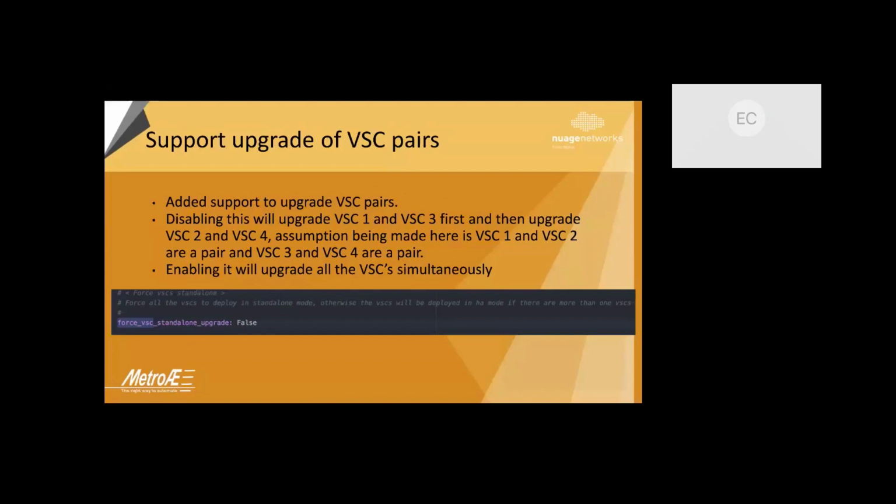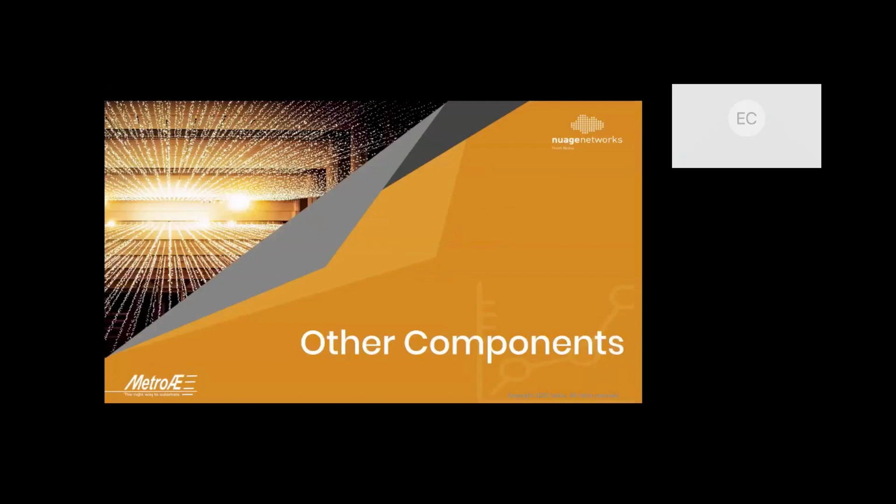When you have 4 VSCs defined, VSC1, VSC2, VSC3, VSC4, we assume that VSC1 and VSC2 are one pair, and VSC3 and VSC4 are one pair. So we upgrade VSC1 and VSC3 at once, and then upgrade VSC2 and VSC4 later. If you disable this feature by setting force VSC standalone upgrade to false in the upgrade.yaml, we go back to the old way of doing it, where all the VSCs are upgraded at one time. So that's all I have for the VSCs. I'm going to hand it over to Sanket to do the other components.